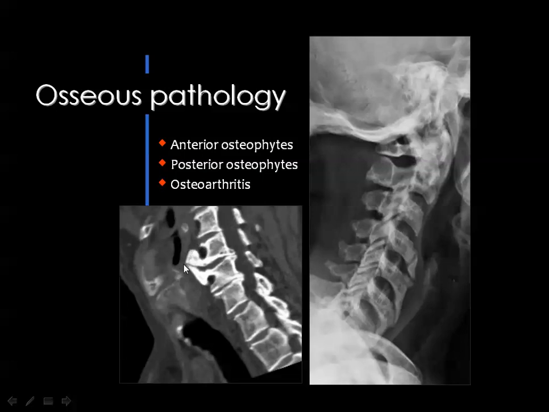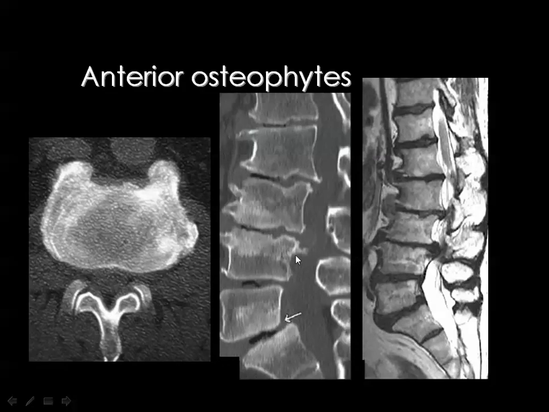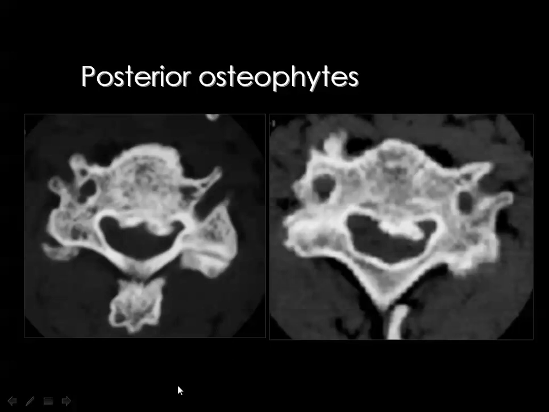Then anterior osteophytes are of little neurological significance, but the posterior osteophytes are very important because they will encroach on the spinal canal. And you see, these very big osteophytes are of little significance, but smaller osteophytes like these ones can affect the thecal sac and can also affect the spinal cord if they are in the cervical region.